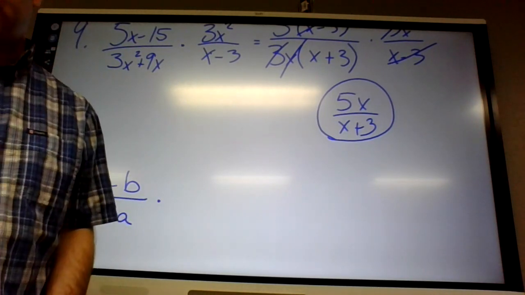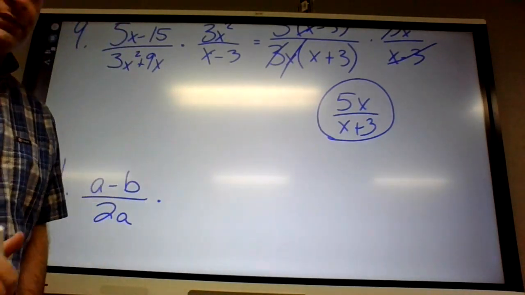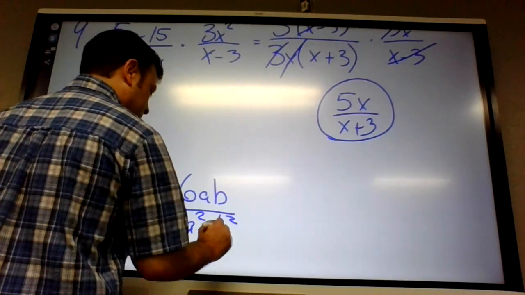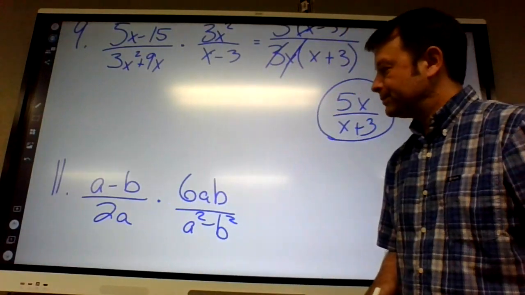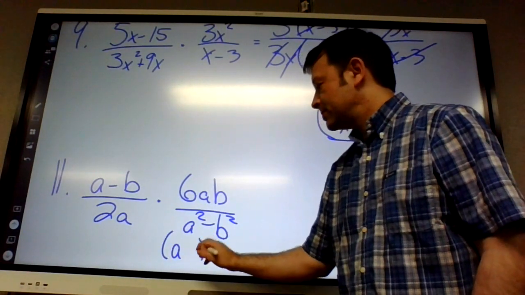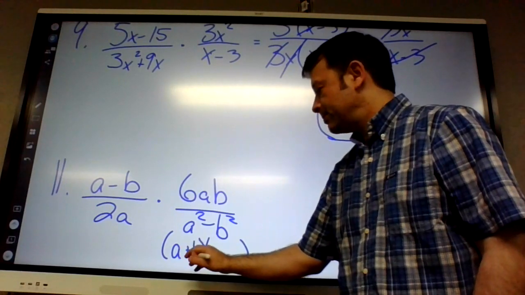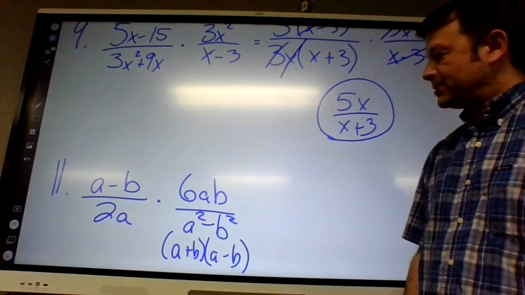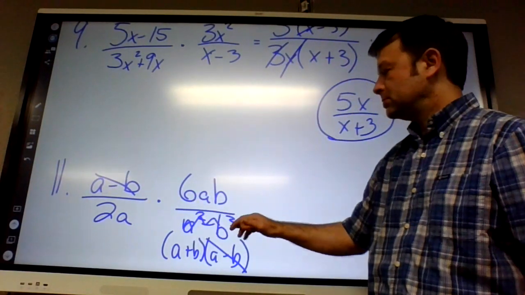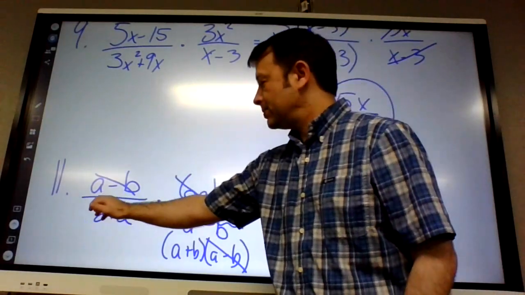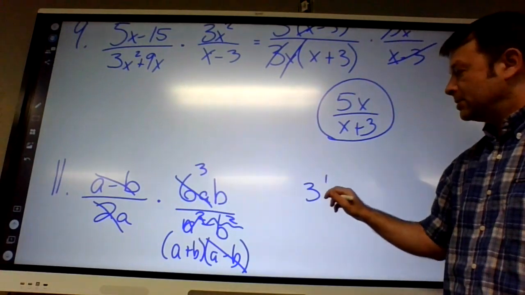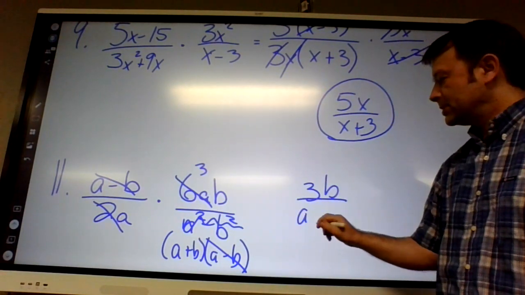So 6ab is going to flip to the top, and a squared minus b squared is going to go to the bottom. Can I do anything with that? A squared minus b squared is a plus b, a minus b. What cancels out? A minus b. Anything else? 2a and 6a reduce to 3. Is that everything? Yeah. So we got 3b over a plus b.